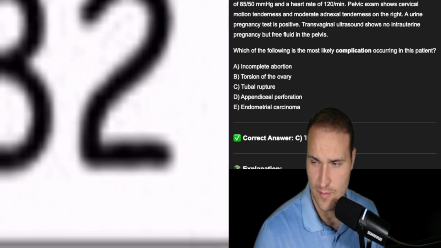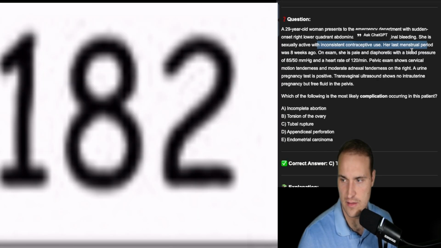A 29-year-old woman presents to the emergency department with sudden onset right lower quadrant pain and light bleeding. She's sexually active with inconsistent contraceptive use. Her last menstrual period was 8 weeks ago. Pale, diaphoretic, blood pressure of 85/50. Wow. Pelvic exam shows cervical motion tenderness and moderate adnexal tenderness on the right. This is probably an ectopic pregnancy. What's the complication occurring? Okay, now we have to figure out which one it is.